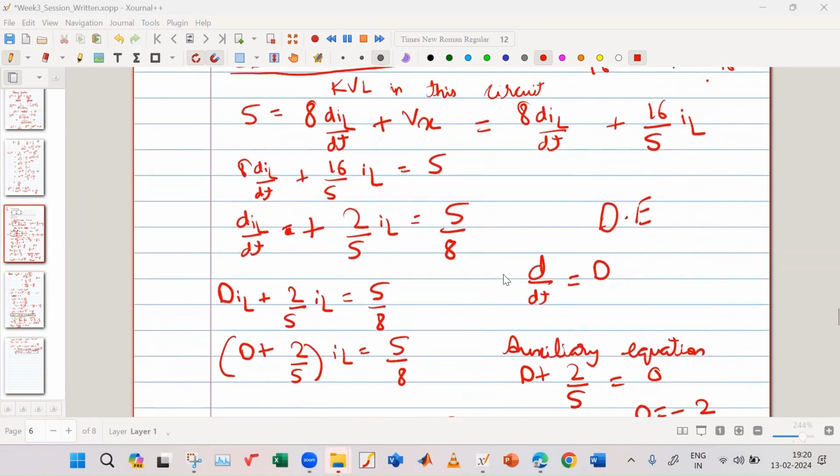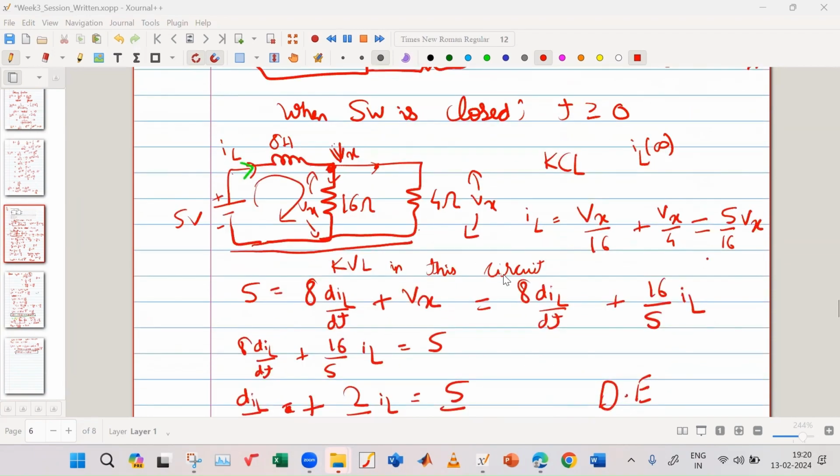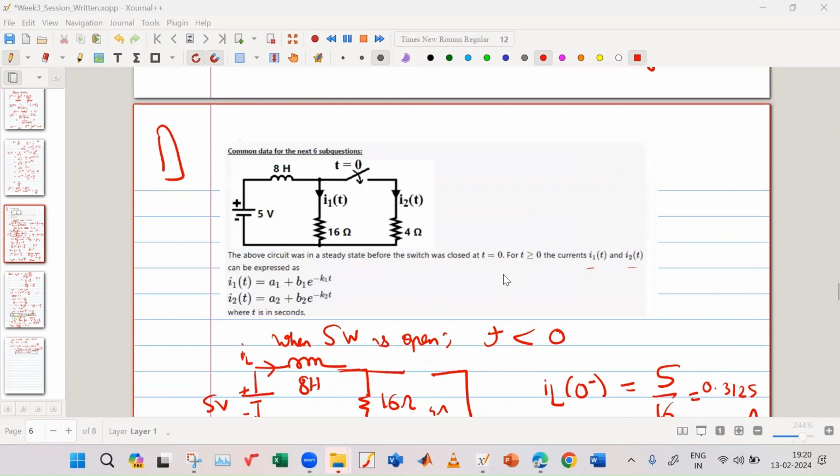So we have solved this sum. Now they have asked us to find I1 of t and I2 of t. So I have got IL of t. This is my IL of t. Can anyone tell me what is I1 of t in terms of IL of t?